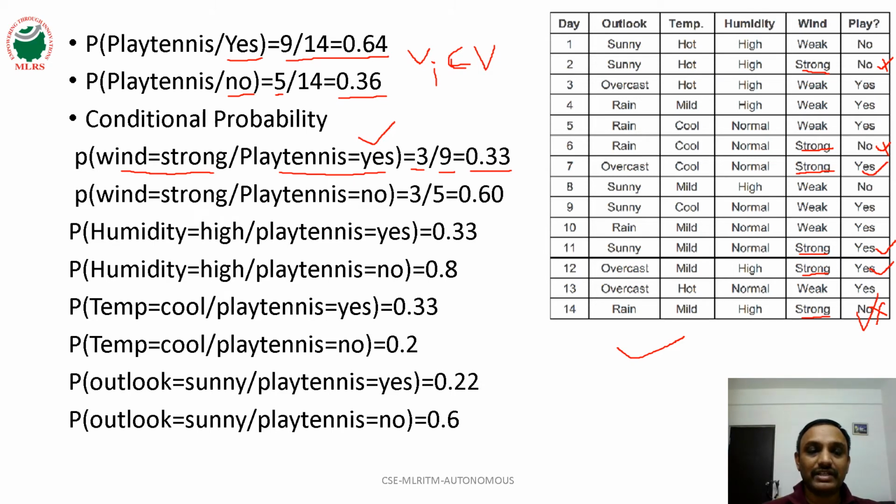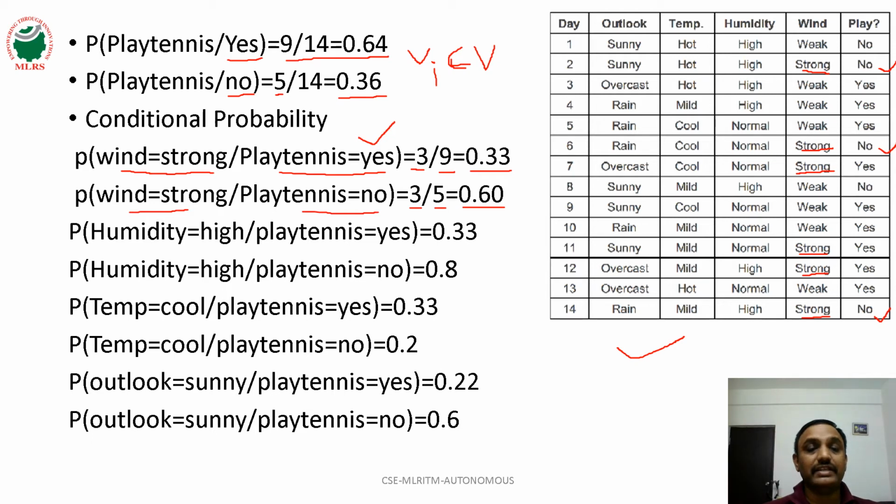Now, similarly, consider this one. Wind equal to strong, play tennis is no. Here play tennis is no. How many are present? Total 5 are present, so that we are taking as the denominator. And if wind is strong, in how many cases do we have no? Strong is no, strong is no, and strong is no. So total 3 cases we have. So 3 by 5, that is 0.60.